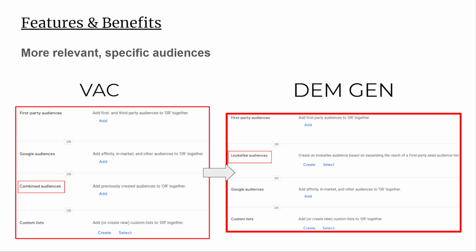Another feature, more relevant specific audiences, helping you reach new and qualified users who are more likely to engage with your brand. The combined audience option from VAC has been replaced by lookalike audience in demand gen. This feature allows you to target audiences similar to your existing customer base, helping you to reach new qualified users who are more likely to engage with your brand.